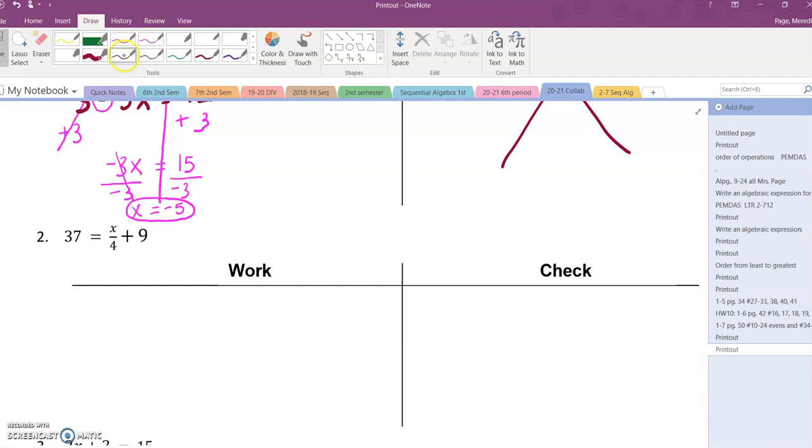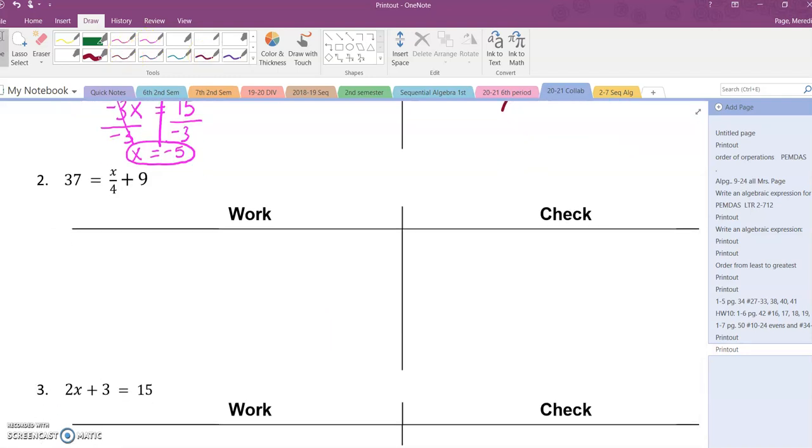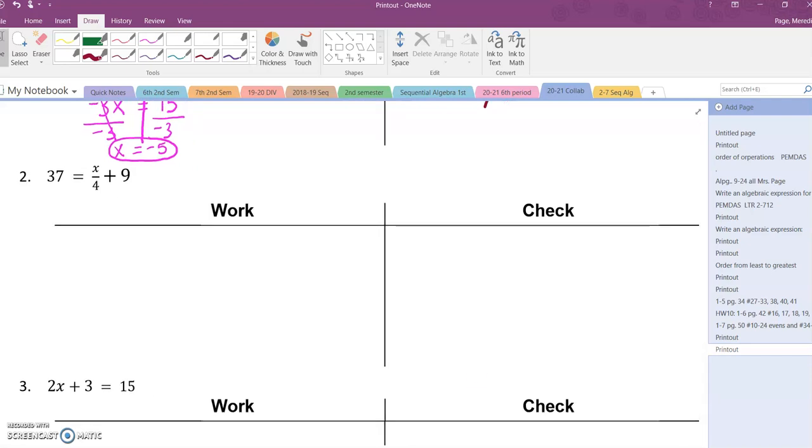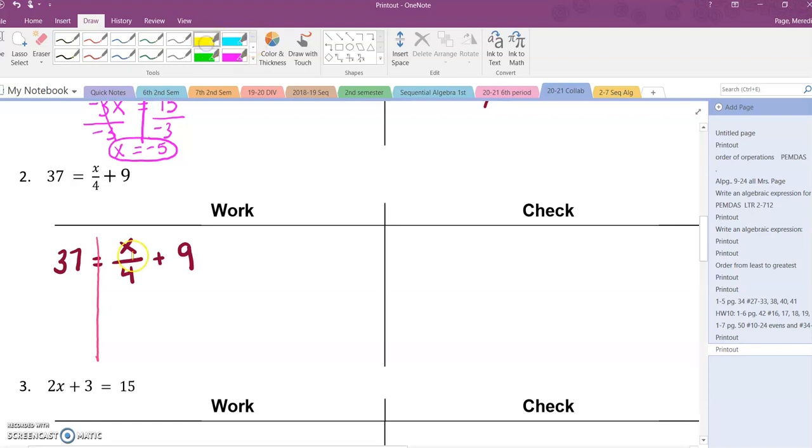I'm going to go ahead and rewrite the problem below so we have more room to work it. And this one I'll show you how to check it. 37 equals x divided by 4 plus 9. First things first, draw my line down the equal sign. Now remember my goal, and I'll highlight it for you: my goal is to get this x by itself.